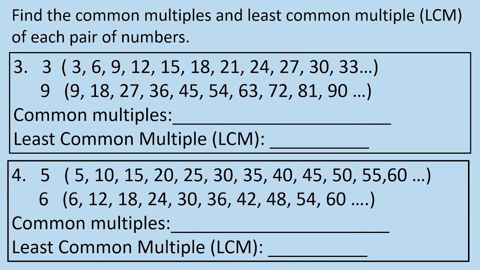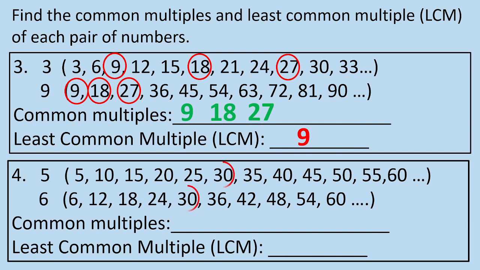Number 3, 3 and 9. The common multiples are 9, 18, and 27. So, the least common multiple is 9. Number 4, 5 and 6. The common multiples are 30 and 60. So, the least common multiple is 30.